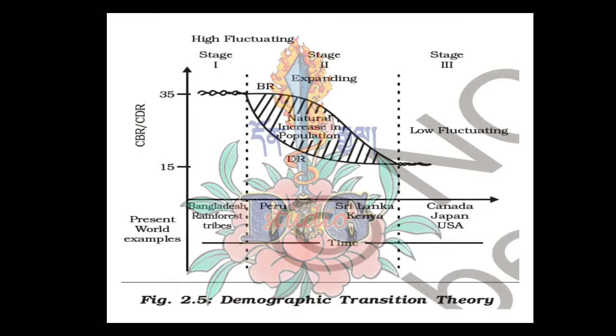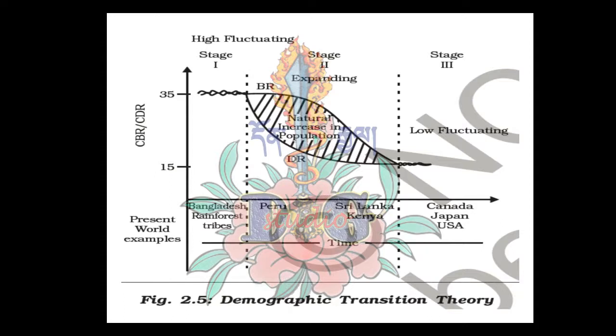And on the y-axis we have CBR and CDR, that means crude birth rate and crude death rate per thousand, the number of births and number of deaths per thousand. If you look at the first stage, one line is birth and one line is death. Both the birth rate and death rate are very, very high.